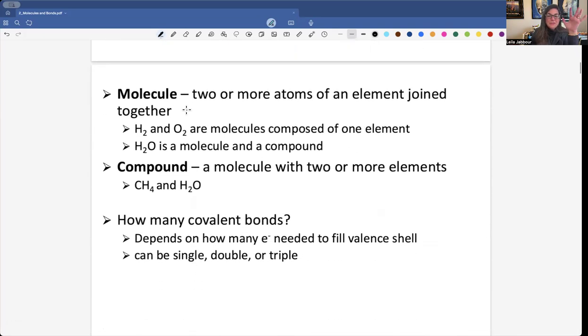So let's see what's the difference between the word molecule and the word compound. It's one of those things that can be confusing, just like people confuse atoms and elements. We use the term molecule when we have two or more atoms of an element joined together. For example, hydrogen or oxygen gas, those are molecules composed of only one element each. So the element of oxygen, and we just happen to have two of these atoms of oxygen combined together, and it forms a molecule.